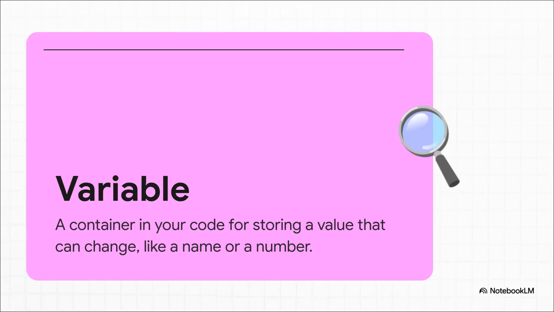So when the user types in their name, where does it go? Well, for that, we need something called a variable. A variable is just a container in your program's memory, kind of like a labeled box.